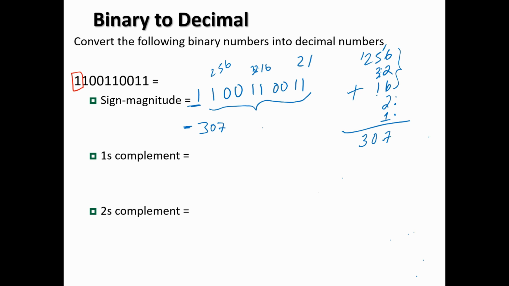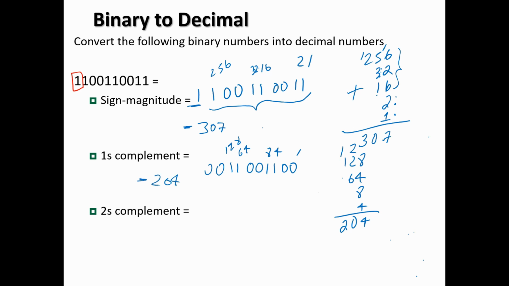What about the 1's complement? So 1's complement, remember, we invert everything. So 0, 0, 1, 1, 0, 0, 1, 1, 0, 0. And then we convert to decimal. So 1, 2, 4, 8, 16, 32, 64, 128. So 128 plus 64 plus 8 plus 4. So that's 204, so minus 204. That's an ugly number. What about the 2's complement?